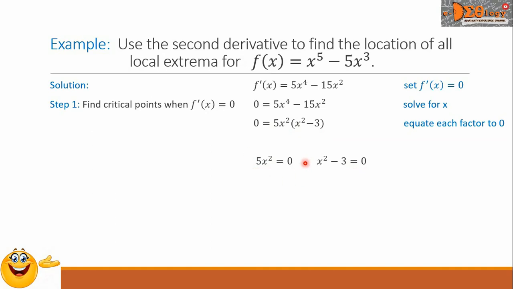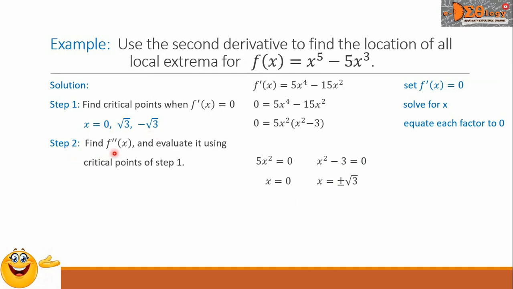Solving for x in the first equation, we have x equals 0. On the second equation, we can transpose negative 3 to the right, and then let us take the square root of both sides, and the value of x is equal to plus or minus the square root of 3. We have now these critical points: the values when x equals 0, square root of 3, and negative square root of 3.